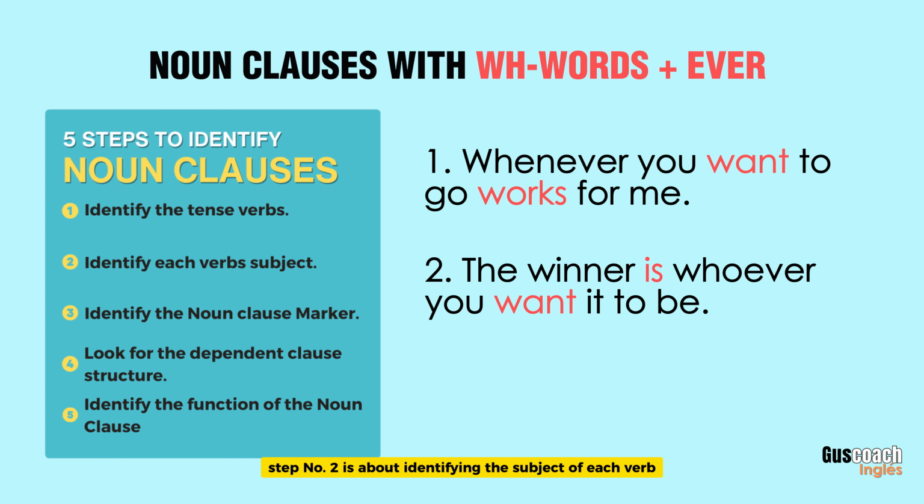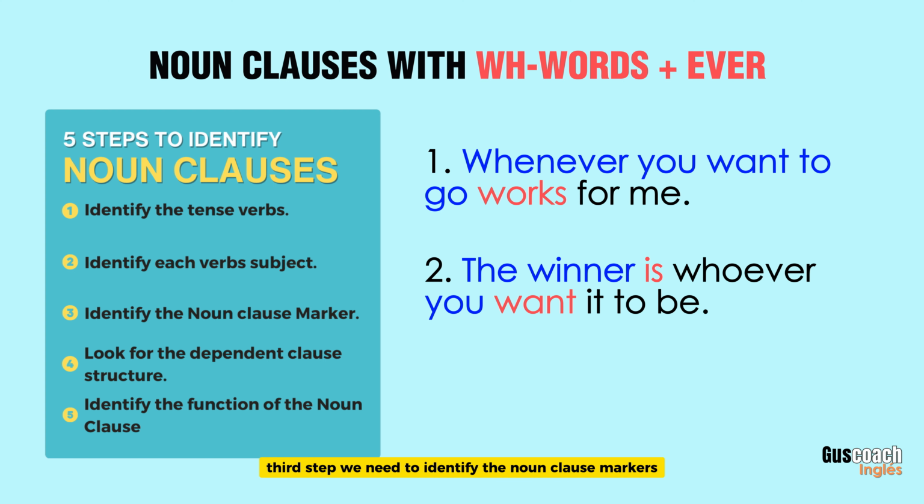Step number 2 is about identifying the subject of each verb. So the subject of want to go is you, whereas the subject for the verb works is whenever you want to go. Straight away, we can see here that the noun clause is acting as the subject of the verb works. Let's see what the subjects for the other verbs are. For the verb to be, the subject is the winner, whereas for the verb want, the subject is you.